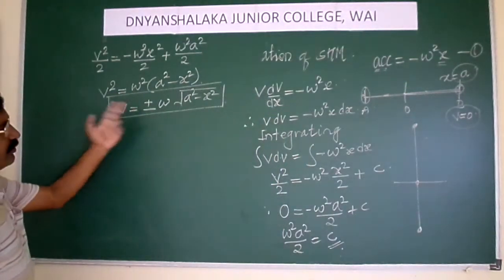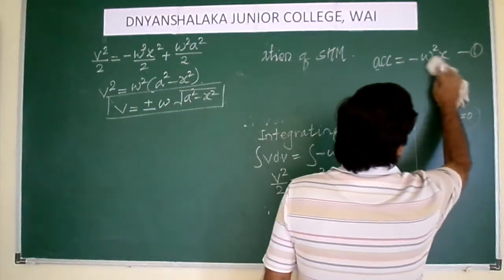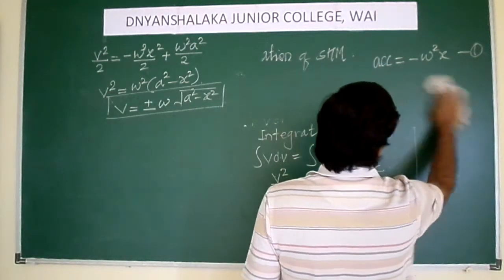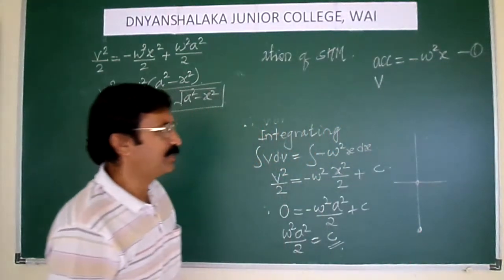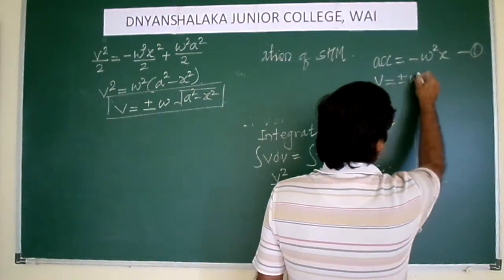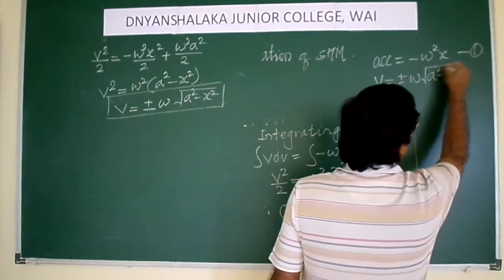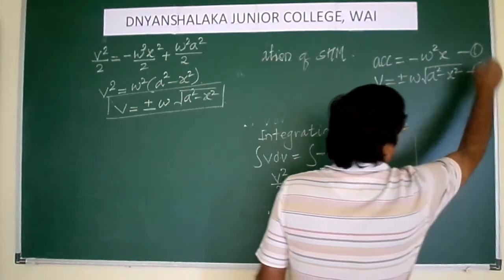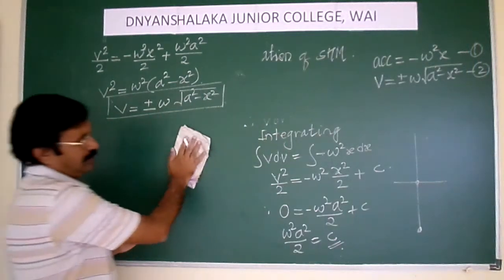And so from this expression, now we have another expression with us, that is the velocity of a particle performing simple harmonic motion: v is equal to plus or minus omega under root a square minus x square. Let this be equation number 2.